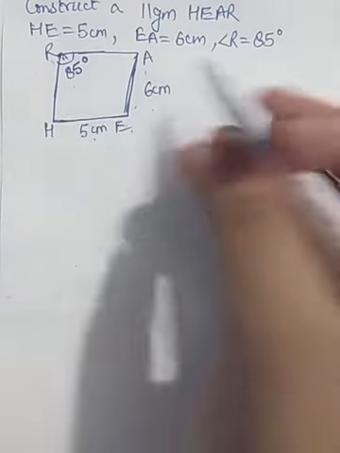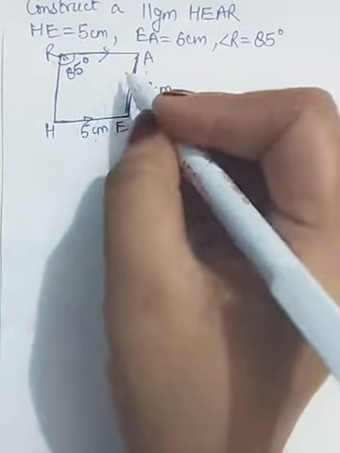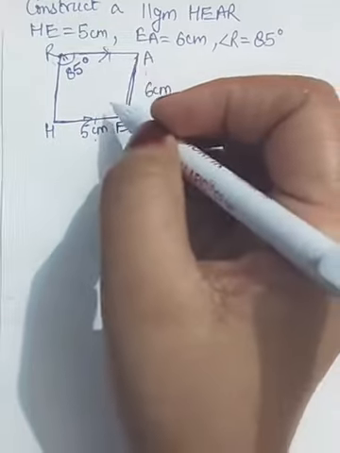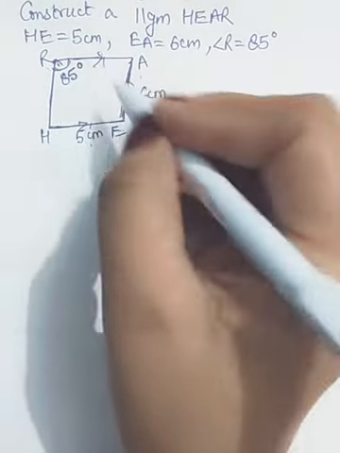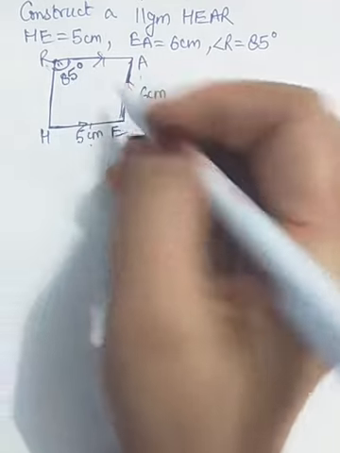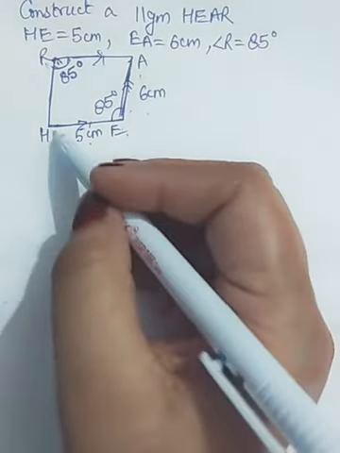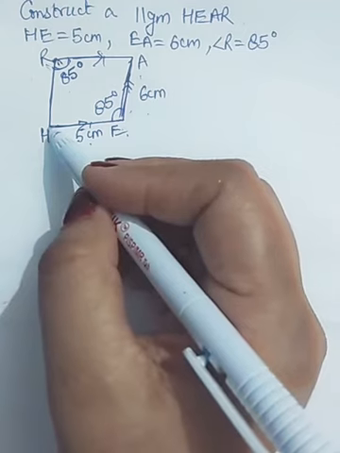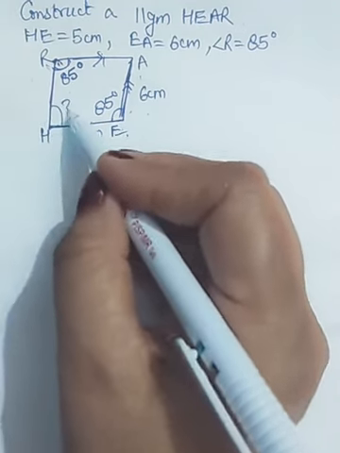Now since it is a parallelogram, opposite sides are parallel and equal, and another property is what? Opposite angles are also equal. Angle R is 85, this means angle E also will be 85 degrees. Now we can see angle H is not given to us. So how can we find this?